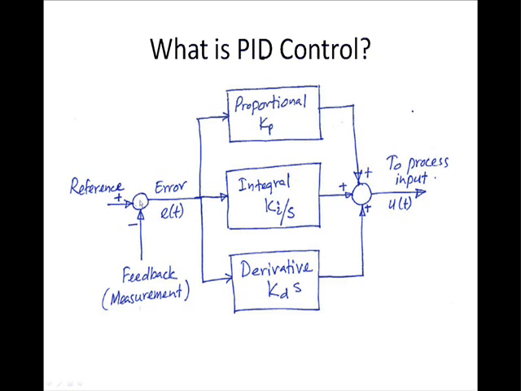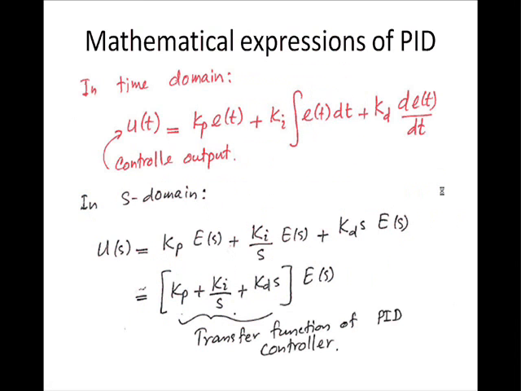perhaps. What we do is we compare the reference and the measurement, take the error, and it is fed into 3 different blocks. First one is the proportional part, where the error is simply multiplied by a certain factor and sent out. Second one is the integral part, where the error is integrated, multiplied by a certain factor and sent out. Third part is the derivative part, where the error is differentiated, multiplied by a certain factor and sent out. The addition of all 3 components is the complete control signal which is sent into the input of the open loop process.